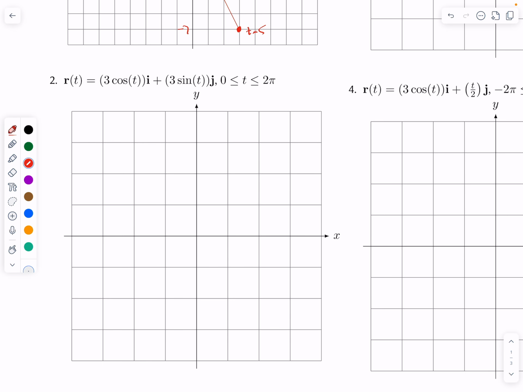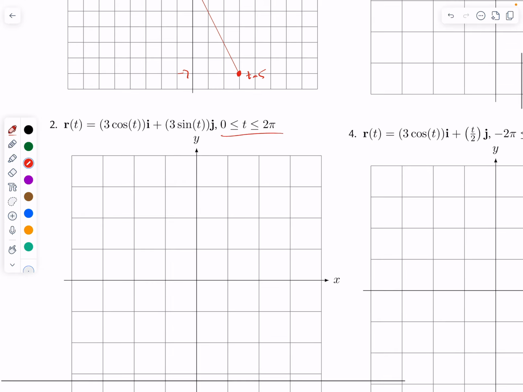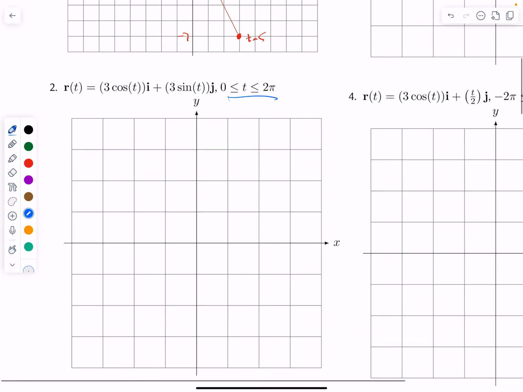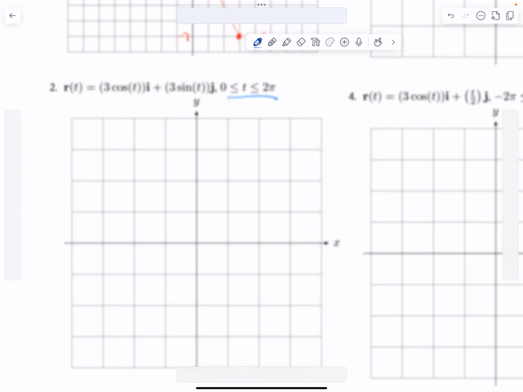Things get more interesting when you have these sines and cosines, but since we're dealing with values between 0 and 2 pi, let's just pick our favorite angles. For example, start at 0, t equals 0. You get 3 times the cosine of 0 for x. Move this thing over.